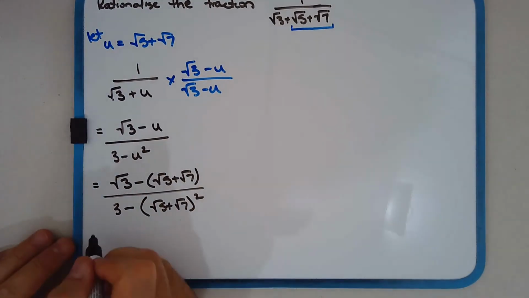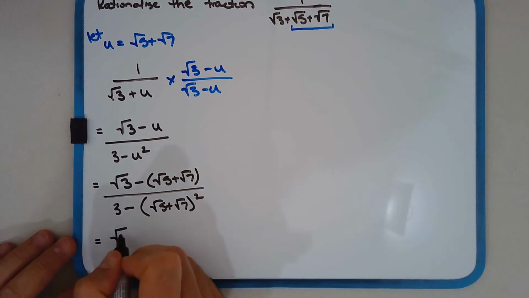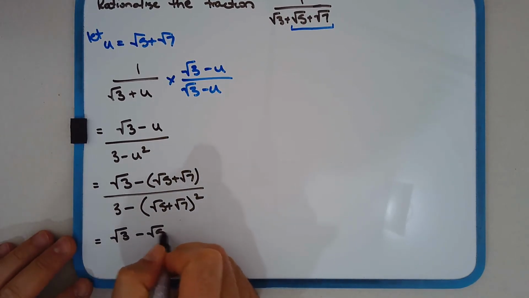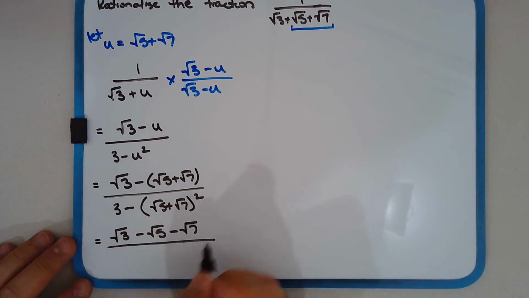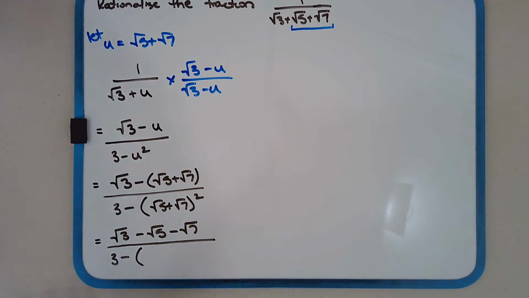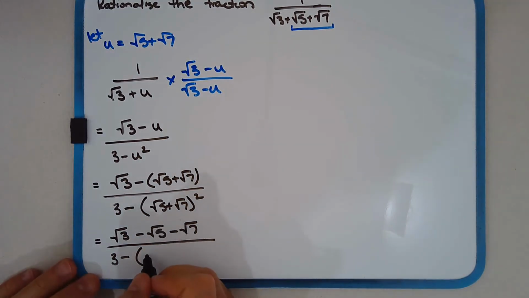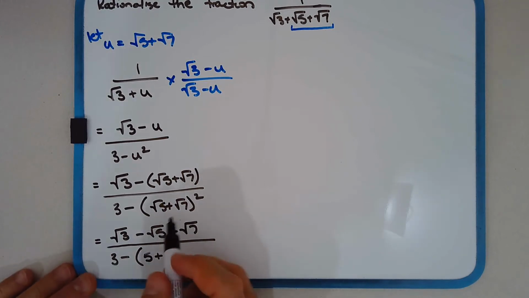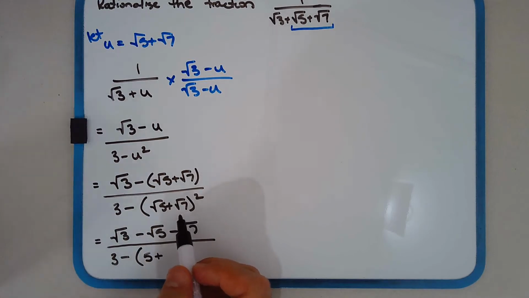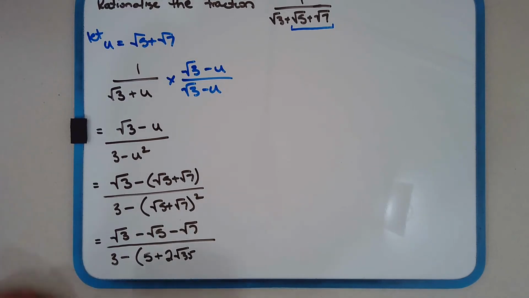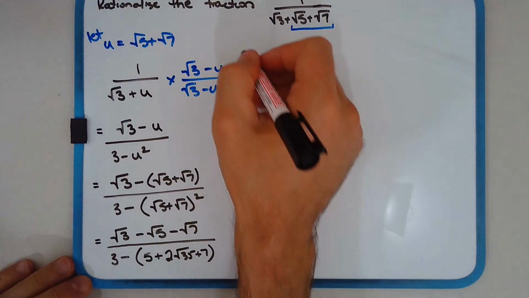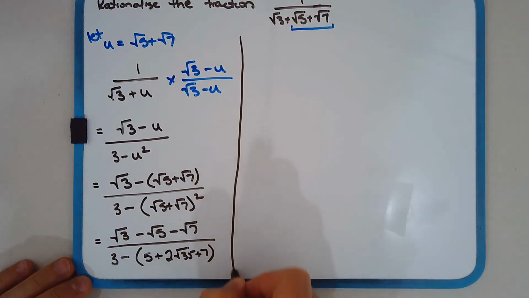Okay, so let's keep going. Let's expand out the brackets. So we have root 3 minus root 5 minus root 7 over 3 minus, and that expands what's inside the brackets there. That's a perfect square, of course. So we're going to have 5 plus 2 root 35. Root 5 times root 7, we're going to double that, of course, it's a perfect square expansion. So that's going to be 2 root 35, plus 7. I'm just going to draw a vertical dividing line there.